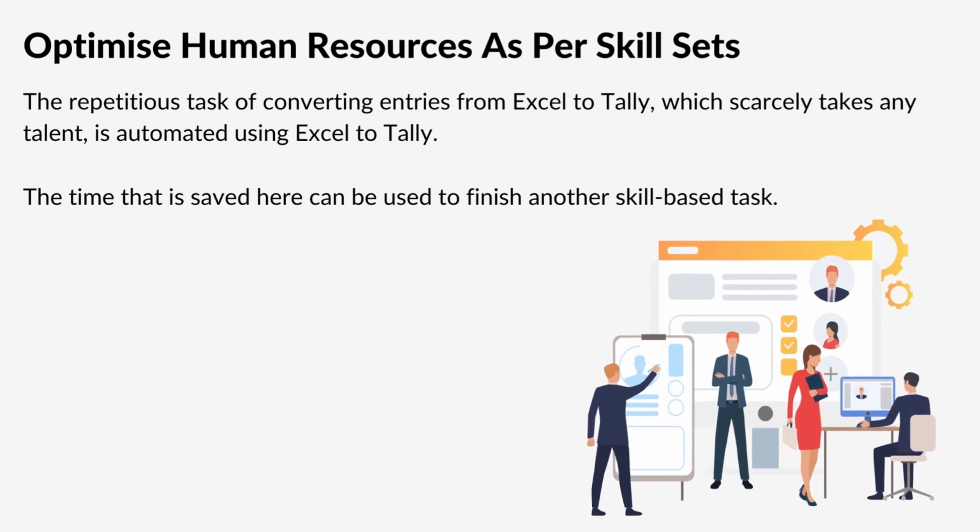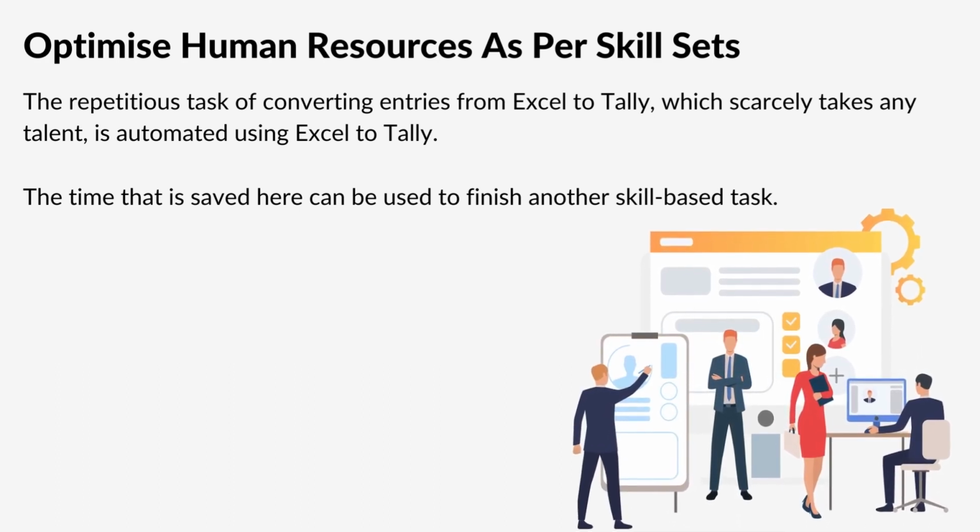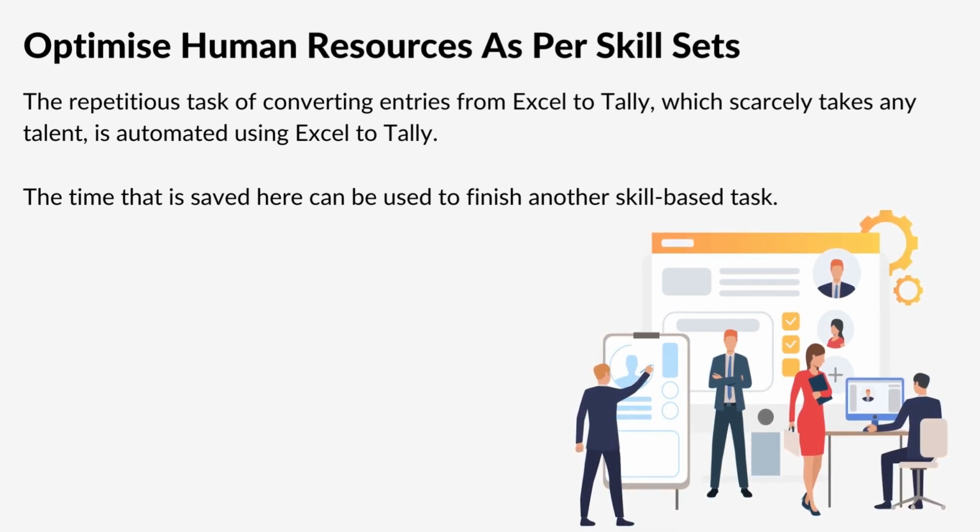You can use Excel to Tally to optimize your human resources according to skill sets. It's crucial to assign responsibilities based on people's talents and shortcomings when managing a company or organization. For instance, if a person excels at math but struggles with spelling, they should be given data entry assignments involving numbers rather than words. The repetitious task of converting entries from Excel to Tally, which scarcely takes any talent, is automated using Excel to Tally. The time that is saved here can be used to finish another skill-based task.